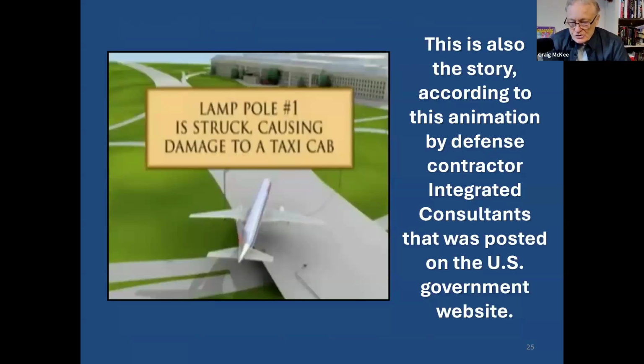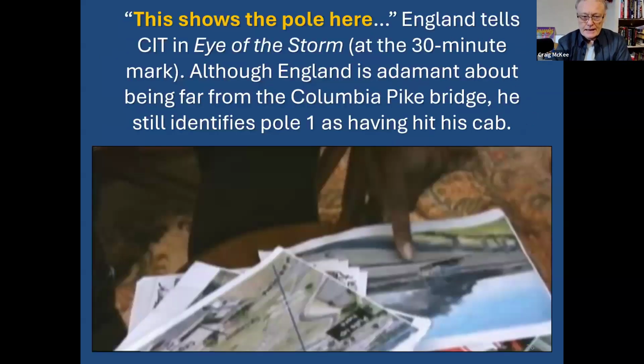Now, the official story actually states that it was pole number 1. As you can see here, this is Integrated Consultants' animation of the approaching plane, and this was on the U.S. government website. So this is the official position, that it was the first pole that hit the cab. You can see it right there.